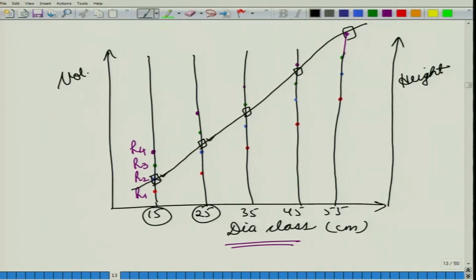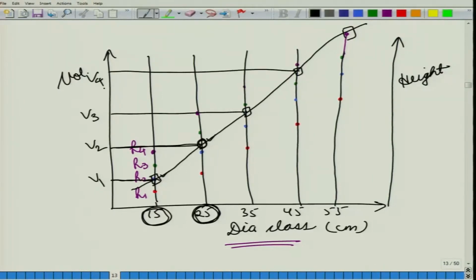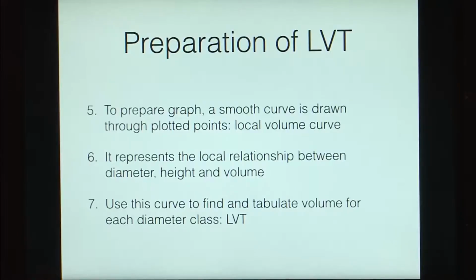Once we do that, we get a local volume curve, because for this diameter this would be the height and this would be the volume. So, this is the first volume. For this diameter class, this is the height and this is the volume V2. Similarly, here we have another volume V3, here we have another volume V4 and so on. So, this curve is called the local volume curve. So, coming back to the slides now.